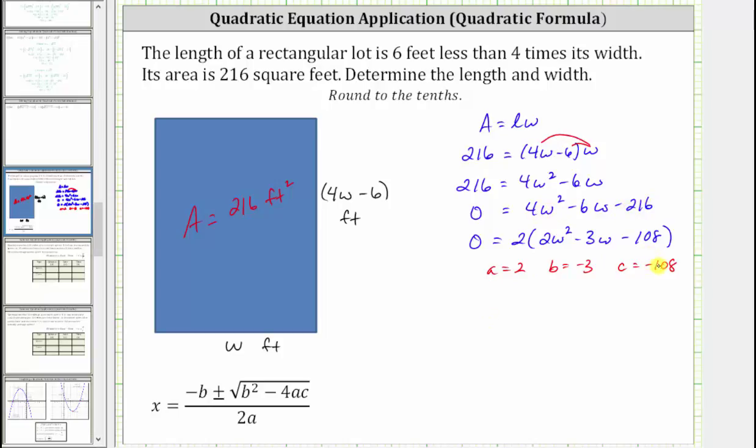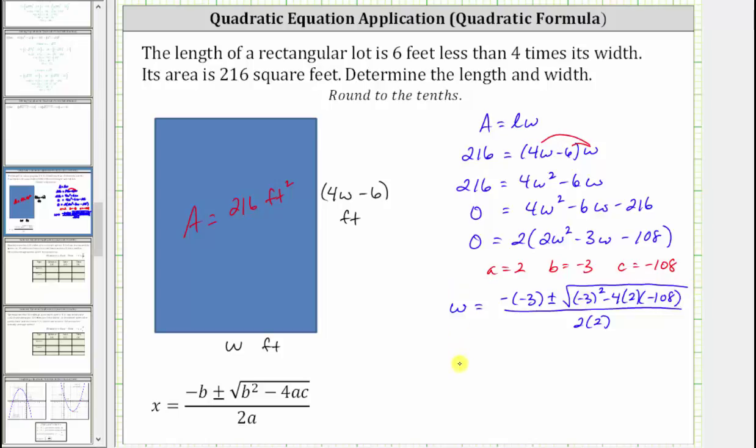And now applying the quadratic formula, we have w instead of x equals, in the numerator we have negative b, which is the opposite of negative 3, plus or minus the square root of b squared, which is the square of negative 3, minus 4 times a times c, which is minus 4 times 2 times negative 108. And all this is divided by 2 times a, which is 2 times 2.